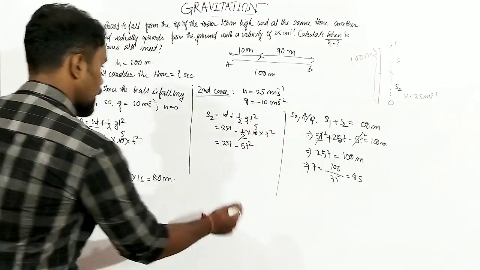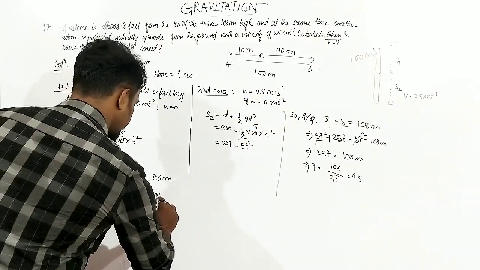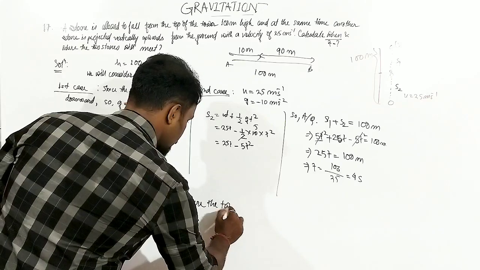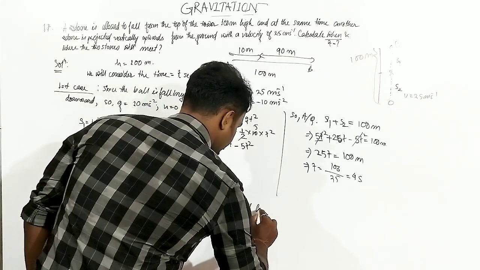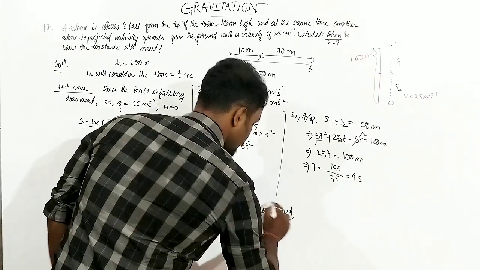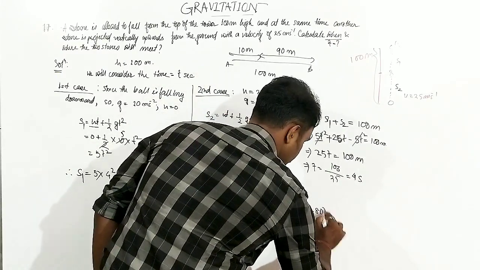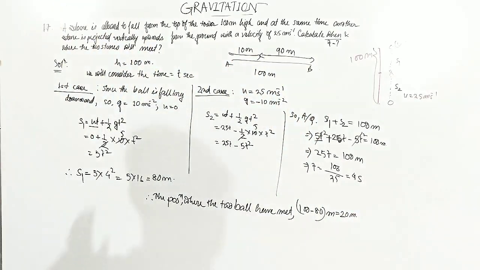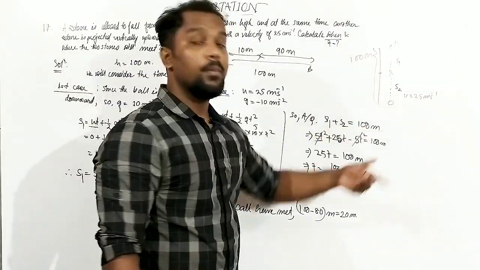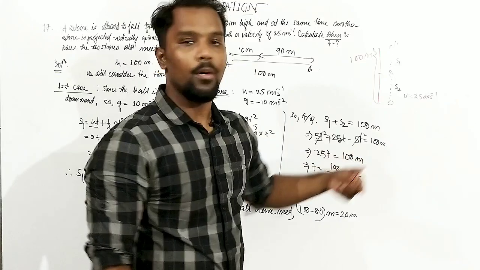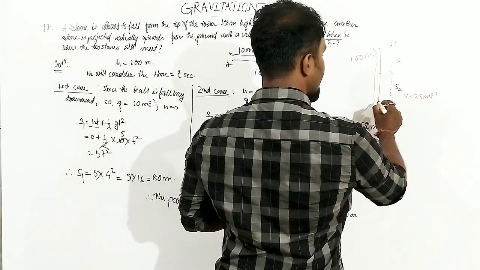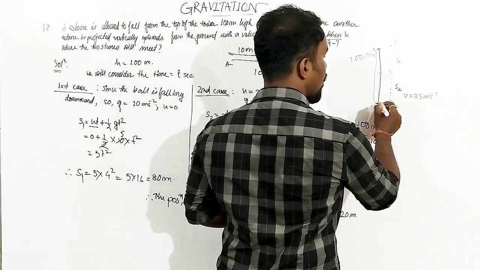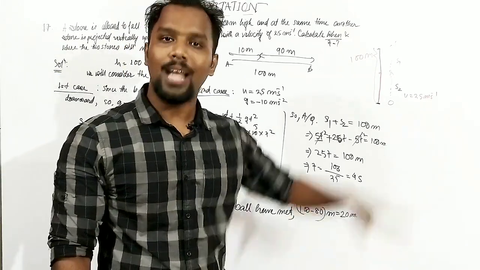So what we can write, the position where the two balls have met is going to be 100 minus 80 meter. That is 20 meter, right? 100 minus 80 meter is 20 meter. That means 20 meter from the ground, not from the top. See, that was the tower, right? That was the tower. So whenever we have to measure the height, we have to always measure from the ground, not from the top of the tower.